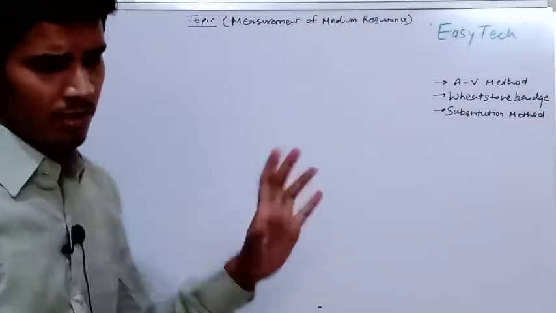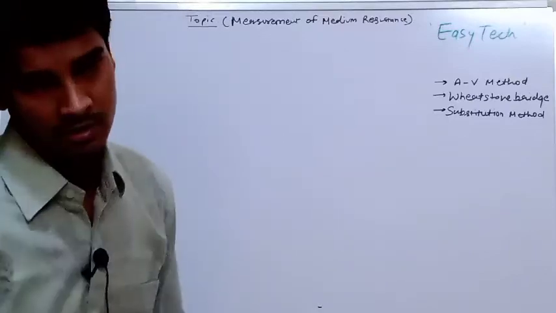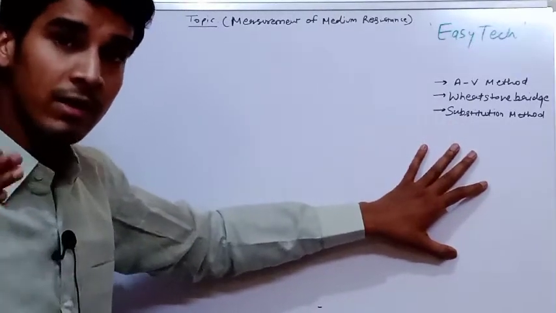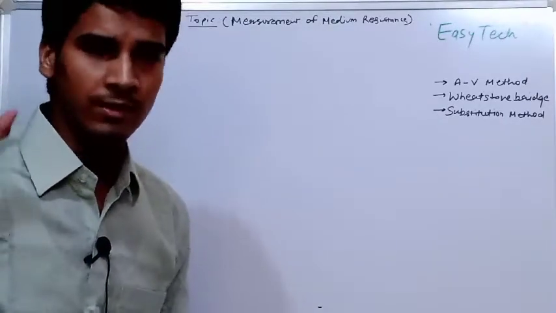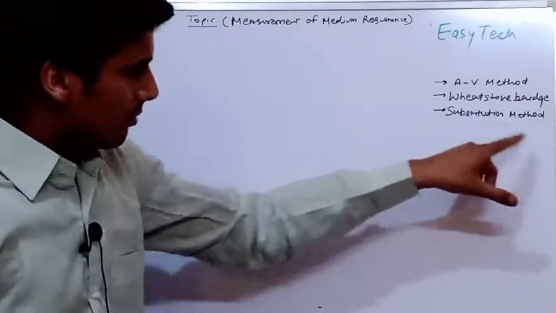Okay, so there are several methods to measure the low resistance, the medium resistance, and the high resistance. After this lecture we will study how we can measure the higher resistance also. There are various methods like loss of charge method, Megger method. These are the methods we will study, but today we will study substitution method.